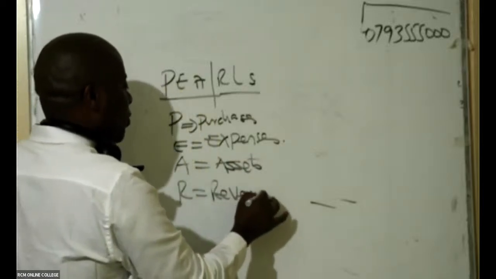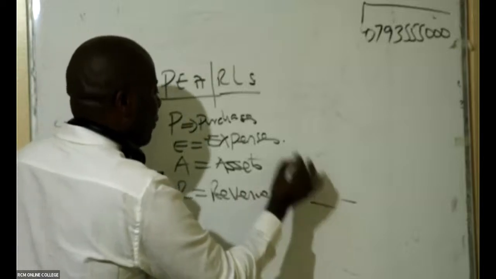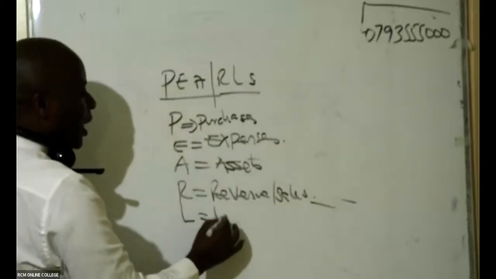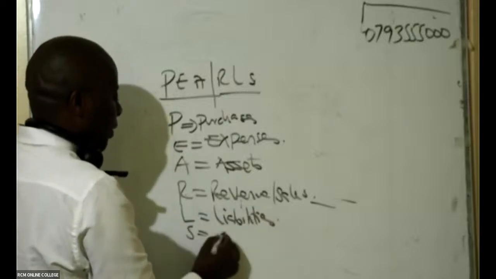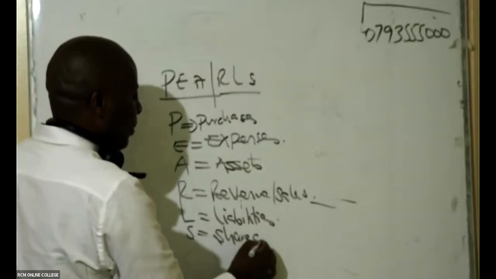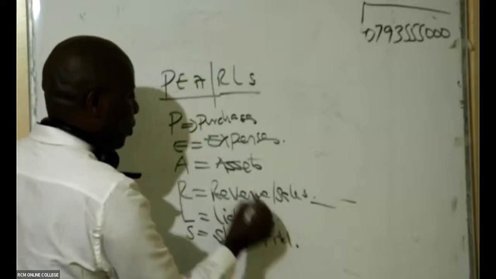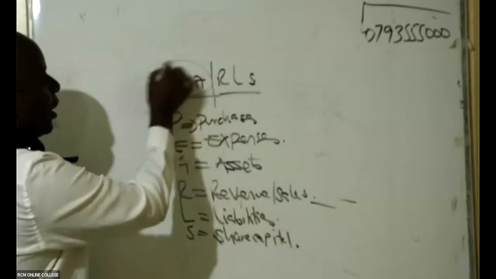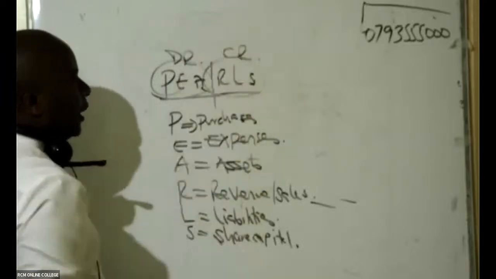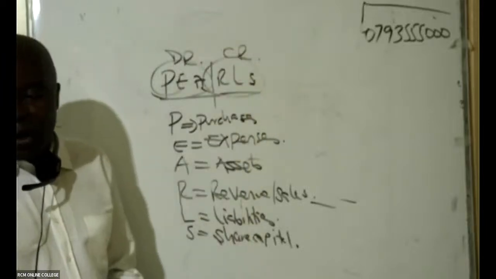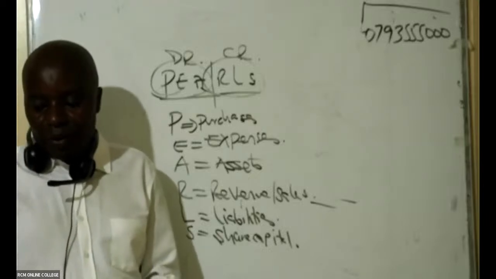And you see revenue is the same as sales. L is liabilities. S is the famous share capital. So remember, these three are to be debited whenever they increase. These three are to be credited whenever they increase.